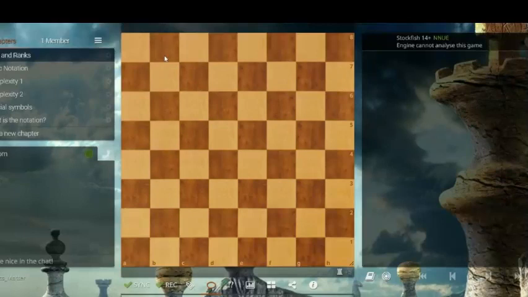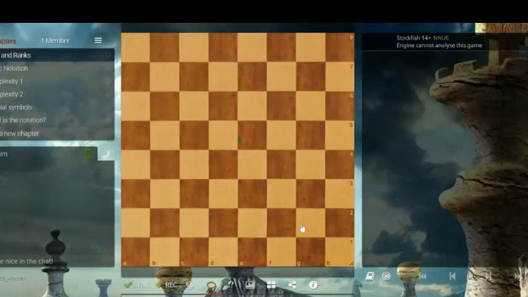So I'll start with one square. A1. As you can see, this square has a letter and a number attached to it. It's A and 1 because it's on the A file and on the first rank. Just like that, there is this square. It is D5 because it's on the D file and fifth rank.